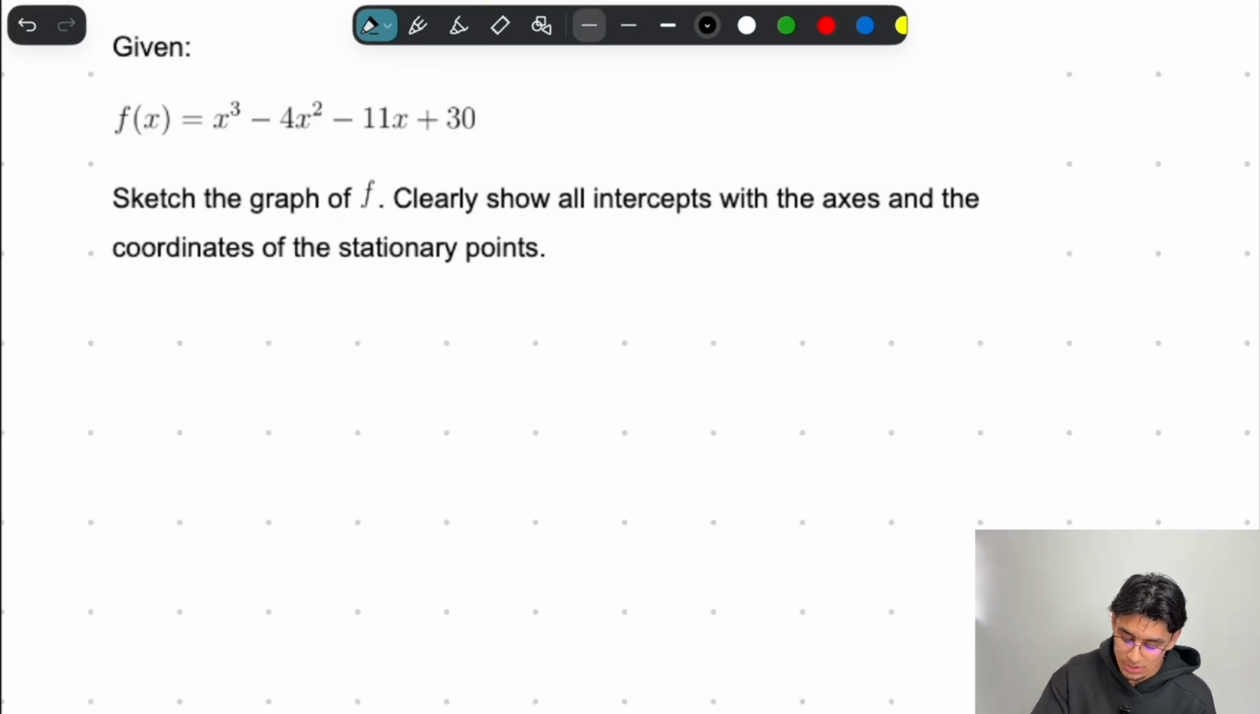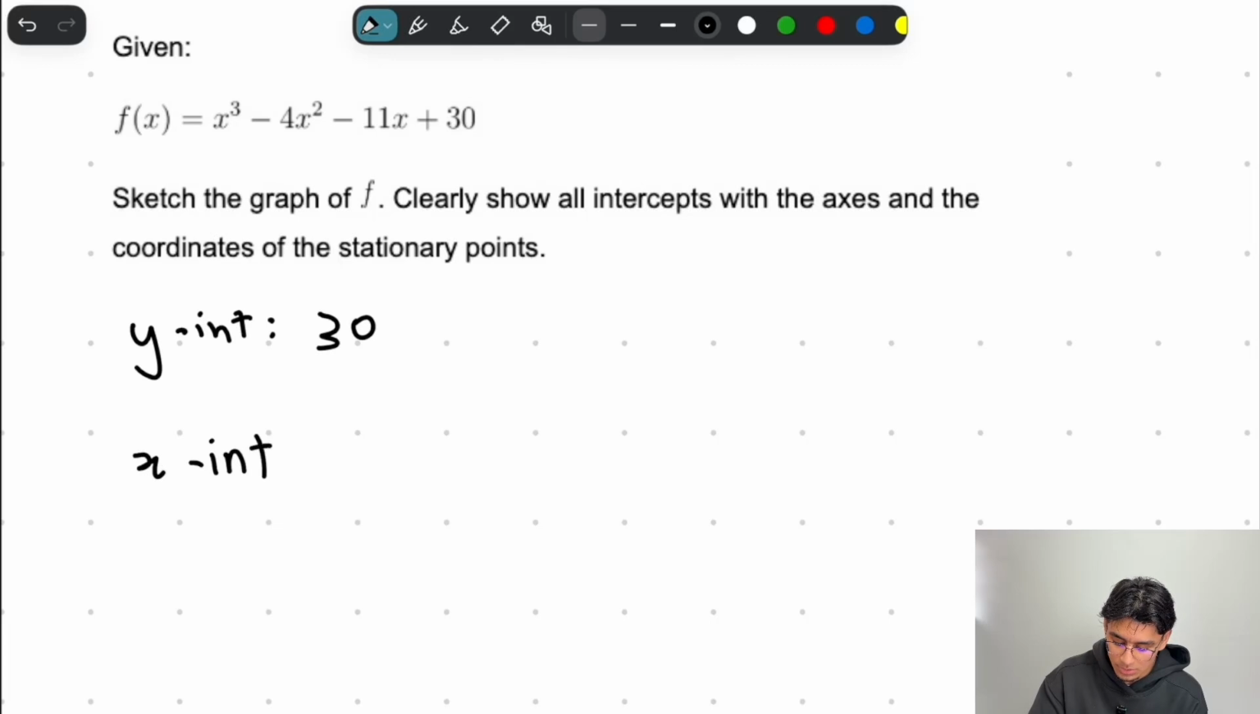So for this one over here, the y-intercept is always going to be simple. The y-intercept here is that 30. But now for the x-intercepts, it's going to be a bit harder. We're going to have to use synthetic division, okay? I don't have a video explaining it, but there are many videos out there, but I'll explain it right now.